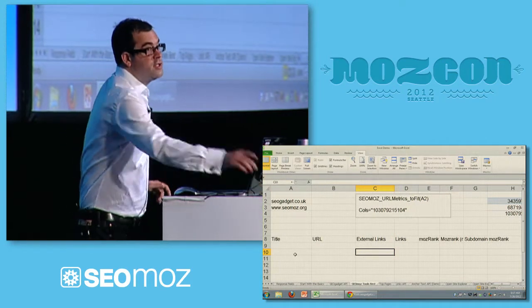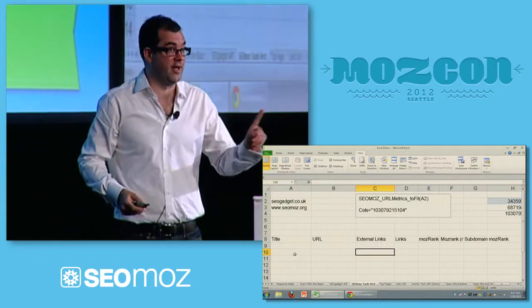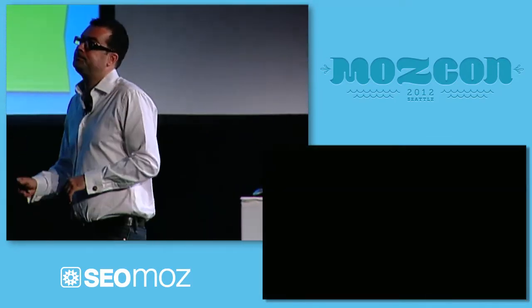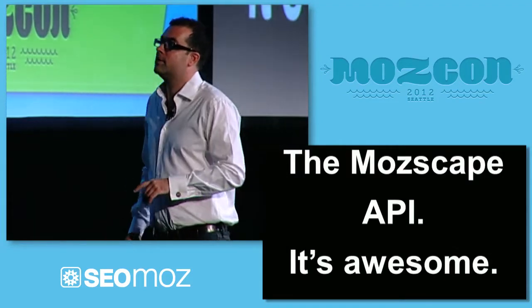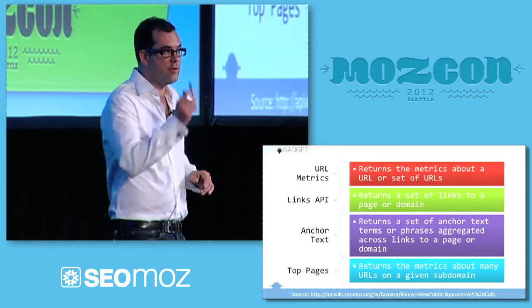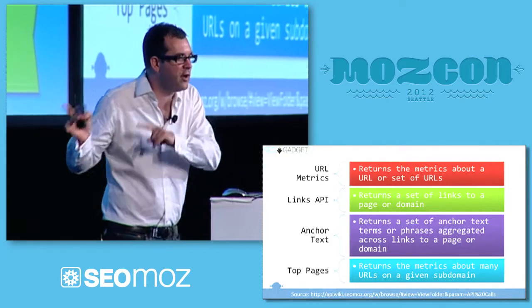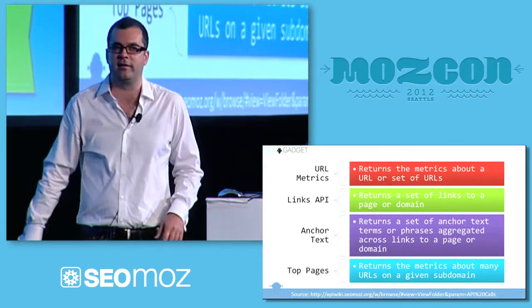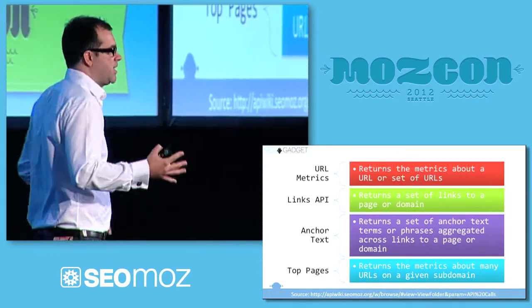Actually, guys, could you just switch back to the presentation? I want to show you one thing first before we do this. Right. This is important, actually, because the Moz API is awesome. There are 4 key APIs. I'll show you this first, because then the Excel bit will make a lot more sense. There are 4 key APIs in the Moz API.